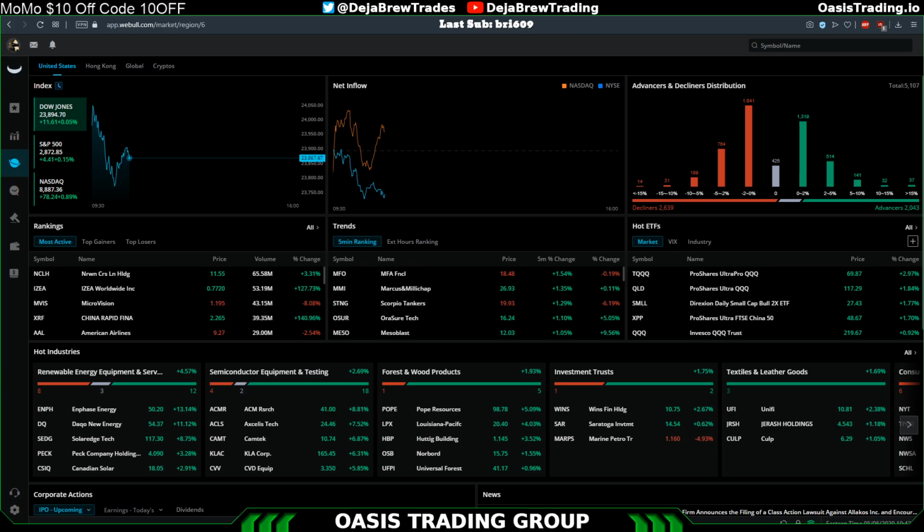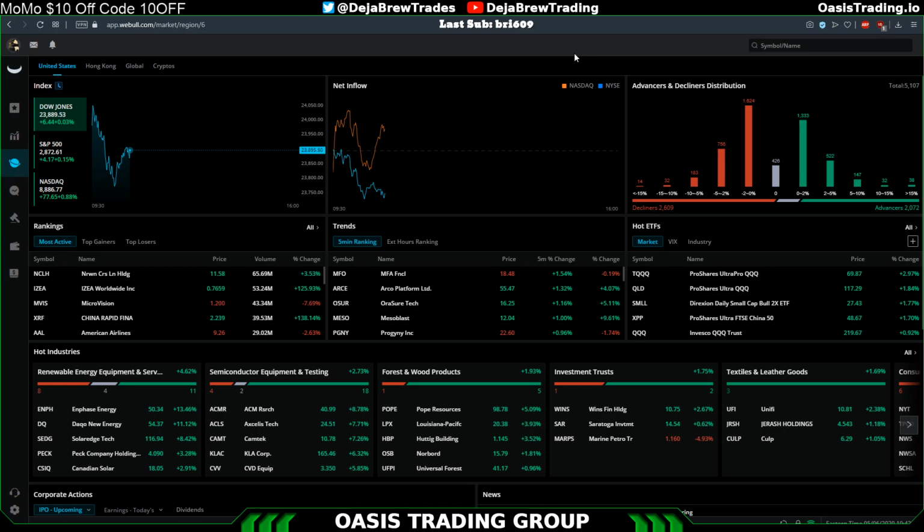So first off, I just wanted to show off this screen here on Webull. If you guys have an account, I'm not sure if you can pull this up even if you don't have an account, but I know if you do have an account, you go to the market screen here on the left. And this gives you a really good overview of how the market is looking.